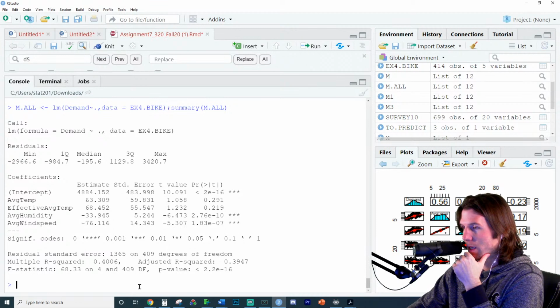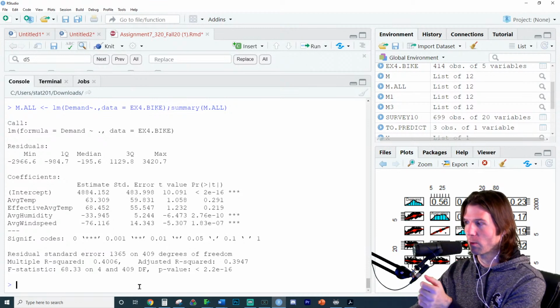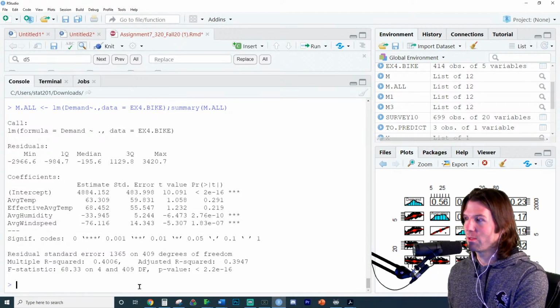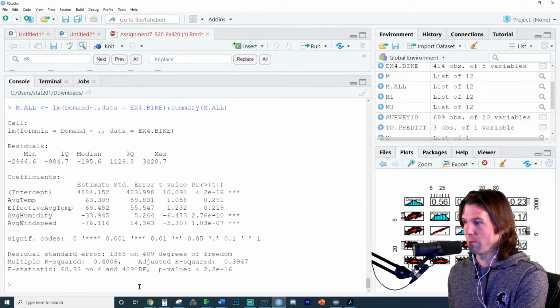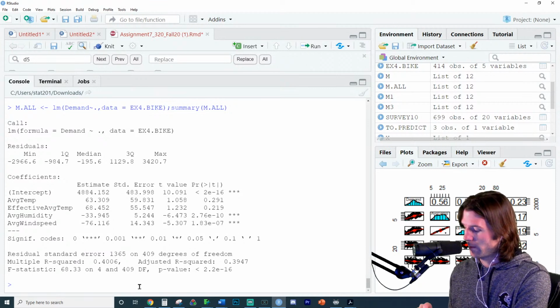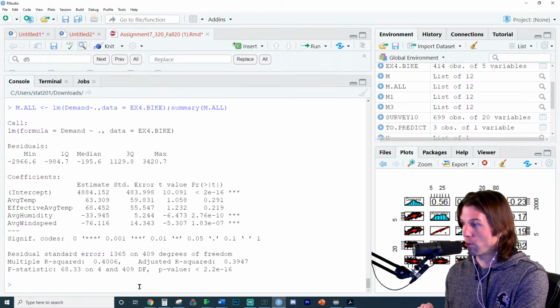What do you notice right here that would be useful in this model? What do you think is good? What sounds like something that might be useful in helping us understand demand? What would be practically significant about this model? I think you'll get it.